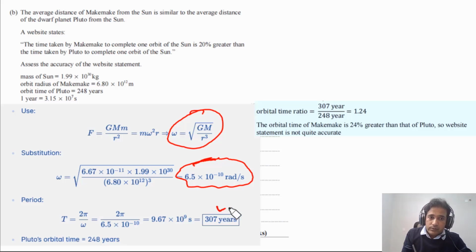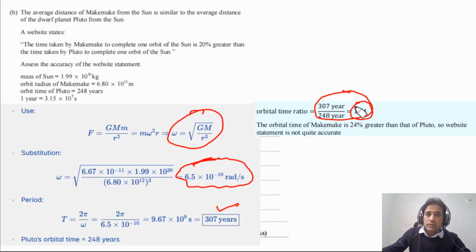Then we have calculated the time period. Here we have converted this one into years, and here we have divided. So we have found 1.24. It means this is 24% more than the time period of Pluto, the orbital time of Pluto. So it means the statement is not quite accurate. So this is how you need to approach. I hope this makes sense.